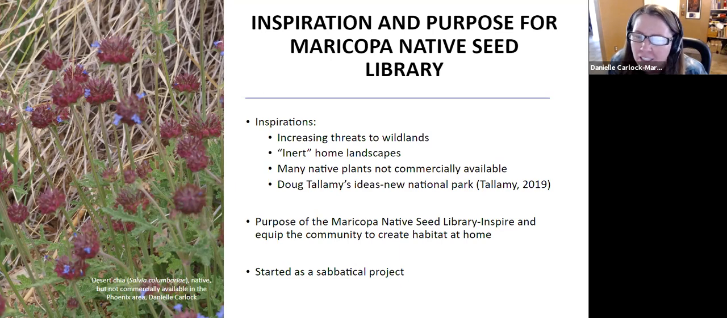And then again, with Doug Tallamy's ideas in his book, Nature's Best Hope, he's got this concept that if we start to intentionally garden and think about what we put in our yards over time, all these landscapes can form a new national park at home. He's saying it's essential to our survival, because the wildlands are just too degraded and too fragmented. So all these things inspired me to get seed out to people and give them as much inspiration and education as I can to really equip them to do some habitat at home.